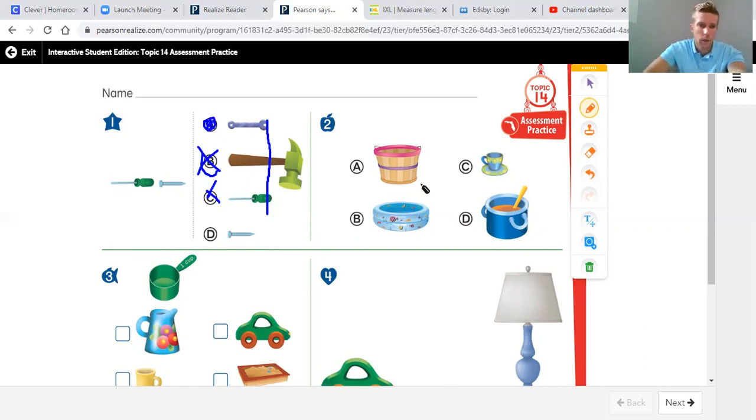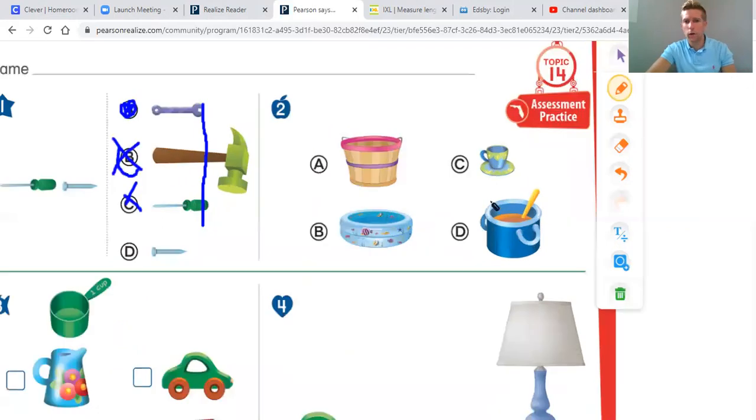Number 2, let's move on. Number 2 says, which object holds the least amount? So I'm looking at these 4 right here. We're talking about capacity. Capacity is how much something holds, right? So which one holds the least amount? Okay? Is it A? Is it B? Is it C? Or is it D? All right, which one holds the least amount? And so with this, I'm sure you're going to be able to find it out. A, B, C, or D.